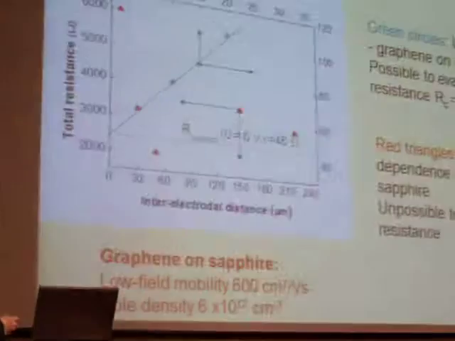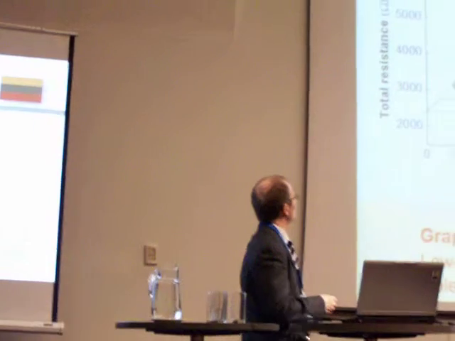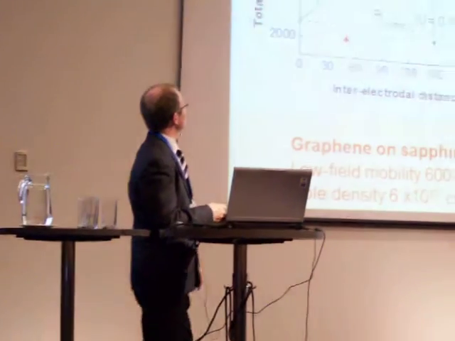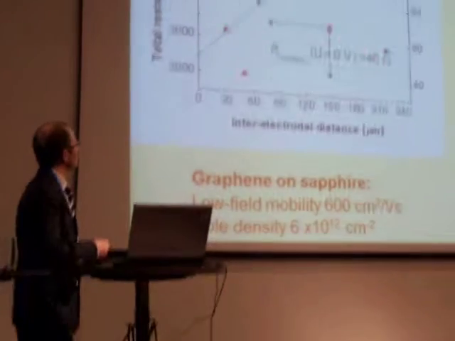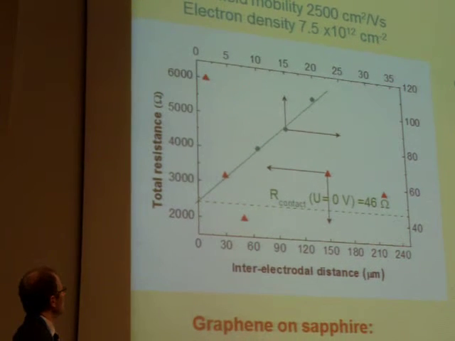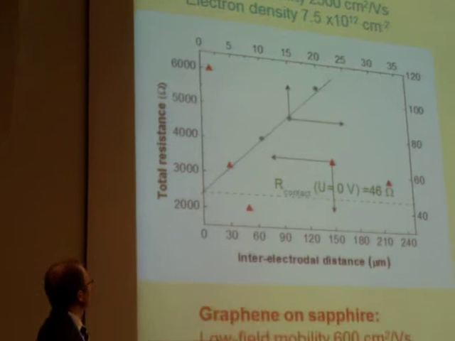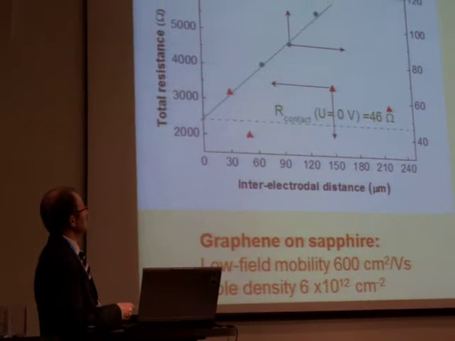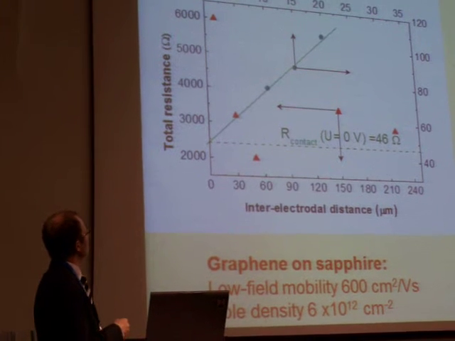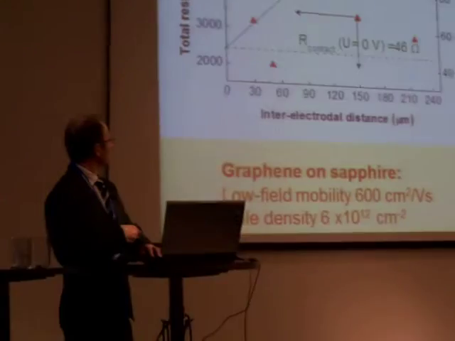The total resistance dependence on the interelectrode distance was used to estimate the contact resistance at low voltages. The 46 ohms was obtained for graphene on silicon carbide, while for graphene on sapphire, we were unable to estimate the contact resistance using this method because there was no linear dependence on interelectrode distance.